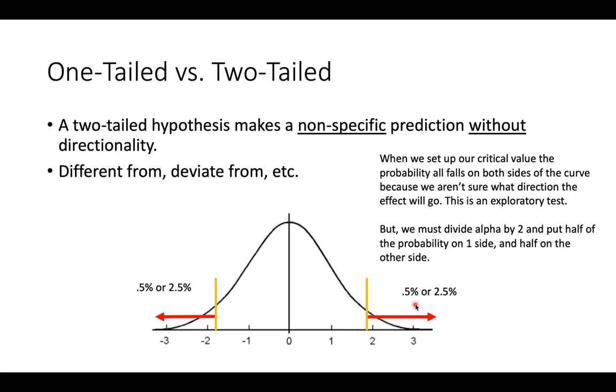And we would have to do the same thing if alpha is 0.01. If alpha is 1%, then we have to distribute half of alpha on the high side and half of alpha on the low side, meaning that we are only convinced if our sample falls in the 0.5% most extreme below or the 0.5% most extreme above of the population.